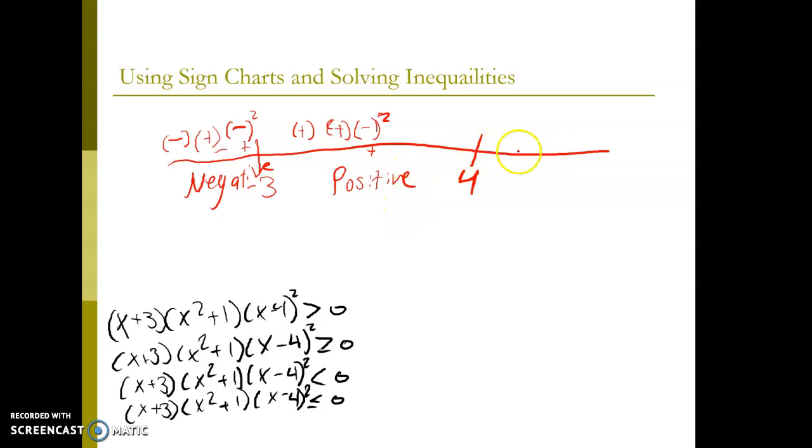And then for anything greater than 4, well, again, we're greater than negative 3, so this is going to be positive. The middle term is always going to be positive. X squared plus 1, always positive. Then this next term here, because we are greater than 4 now, it's going to be a positive squared, which is all positive, which when multiplied out is going to give us positive.